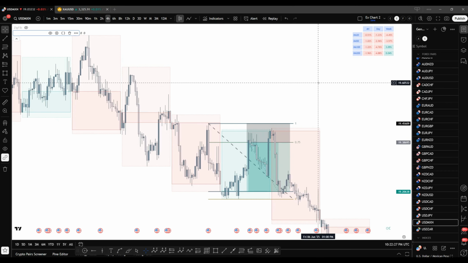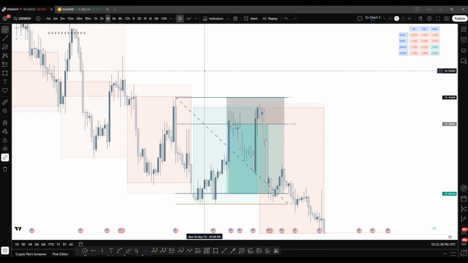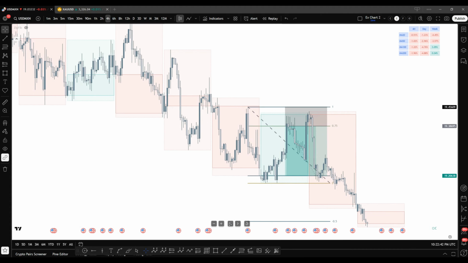So here we have USD Mexican peso, and real simple, guys. What this will do is highlight all the candles in a weekly range. So really, you could just set up your fib along with the weekly ranges.